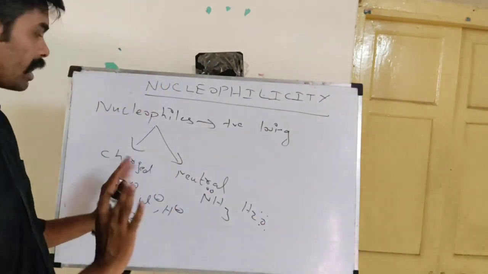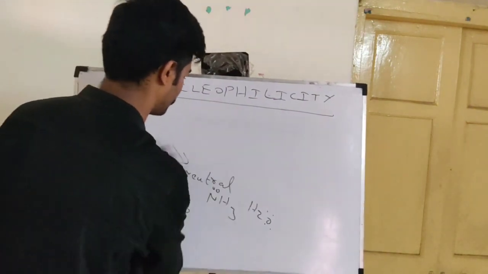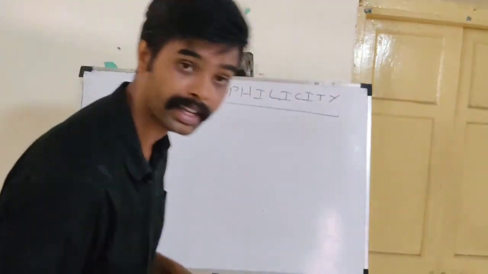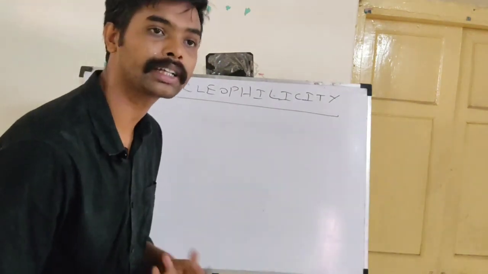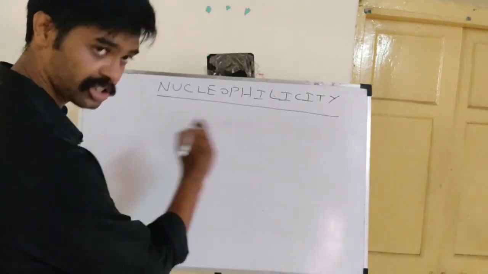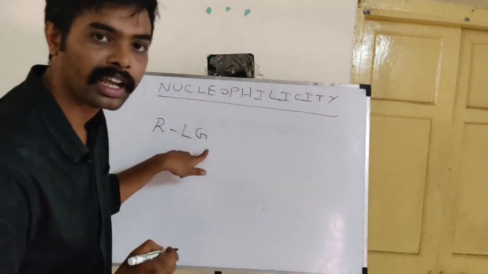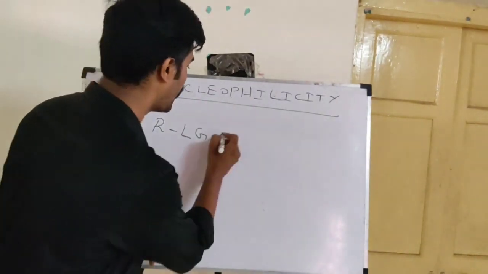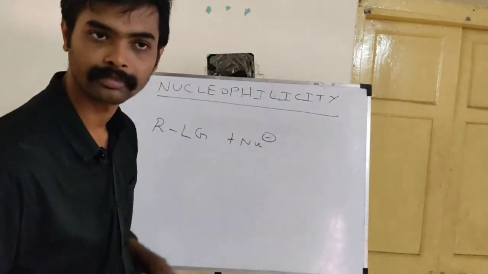So now that we understood what exactly nucleophiles are, we will move on. First let me give you a general equation for a nucleophilic substitution reaction, right? So the reaction goes like this. I have some R-LG. LG represents the leaving group, which is going to come out from this substrate, and I am going to have the incoming nucleophile. I am going to represent the nucleophile like this with a negative charge.